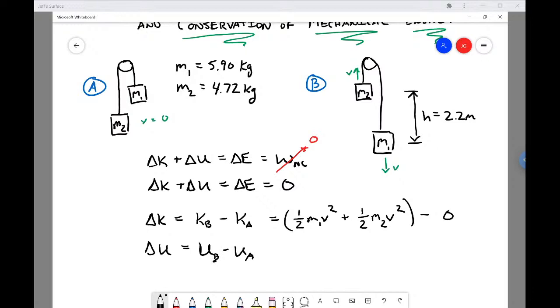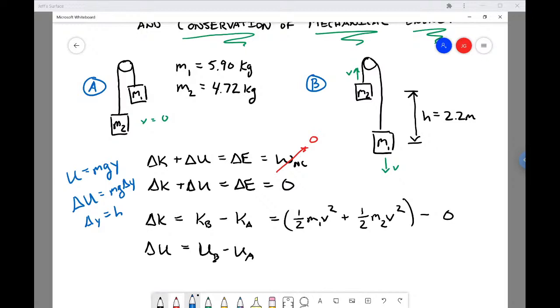And the change in gravitational potential energy is going to be proportional. If you think about the way we calculate gravitational potential energy, it's weight times vertical position. So if you go from one place to another vertically, the change in gravitational potential energy is going to be equal to weight times the change in vertical position. In this case, the change is equal to h, the height that the masses move.